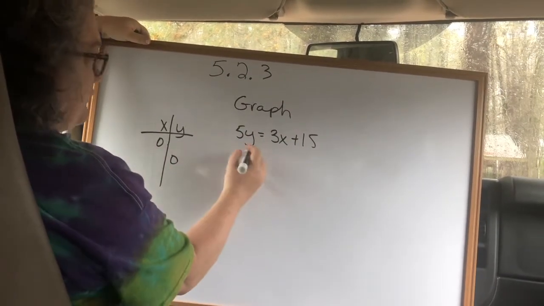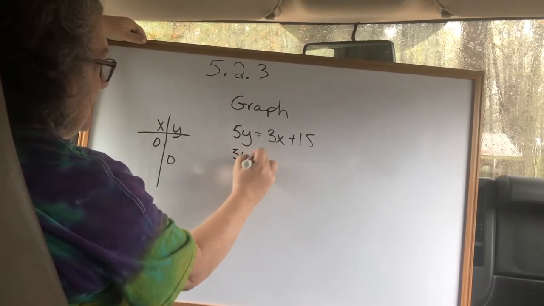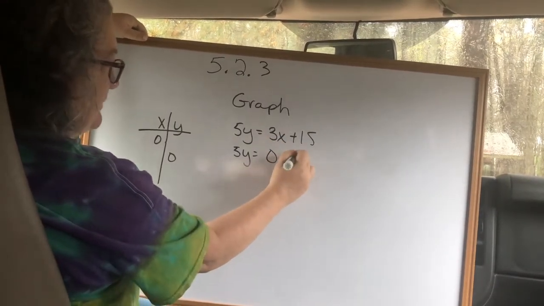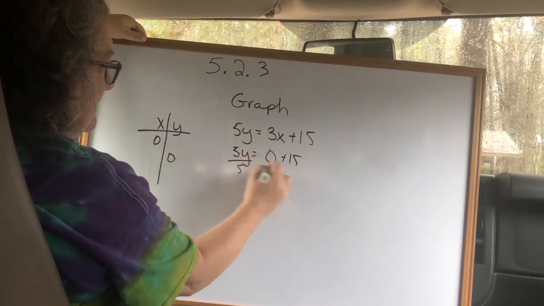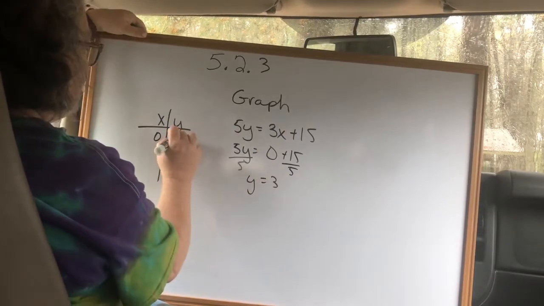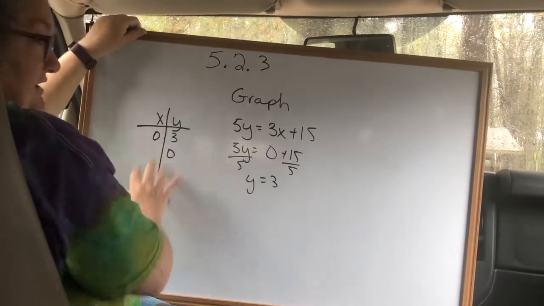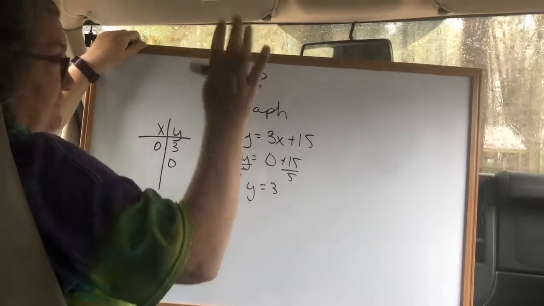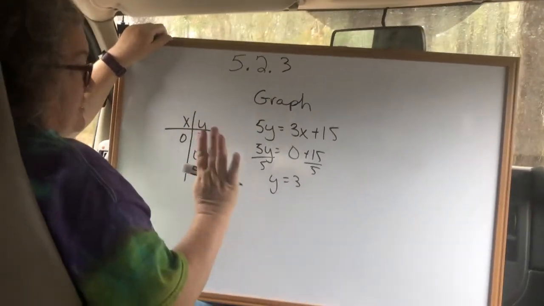I'm going to put the 0 for x first. So that means 5y equals 0, because 3 times 0 is 0, plus 15. So then I can divide by 5, and I have y equals 3. So they're good. That's not off the charts or anything. Sometimes you have to be careful with what numbers you pick, because when you're graphing them, they'll put you way off the charts, and you're like, whoa, that's not a good number to work with.